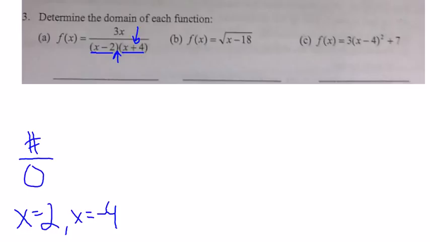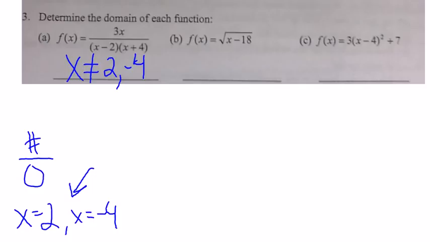So the key here is that I cannot have a 0 in the bottom. So these two values of x right here give me a 0 in the bottom. So all I have to do is say that x cannot be 2 or -4. And I don't have to list what it can be. I'm good to go there.